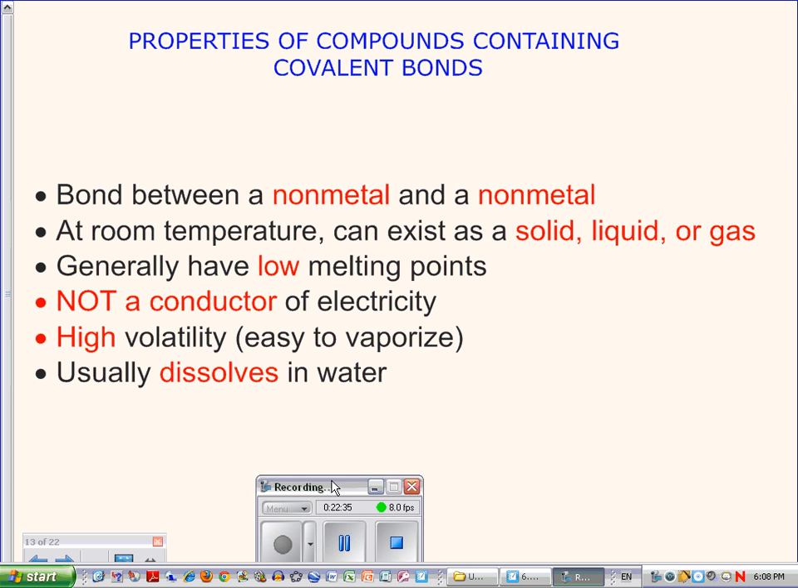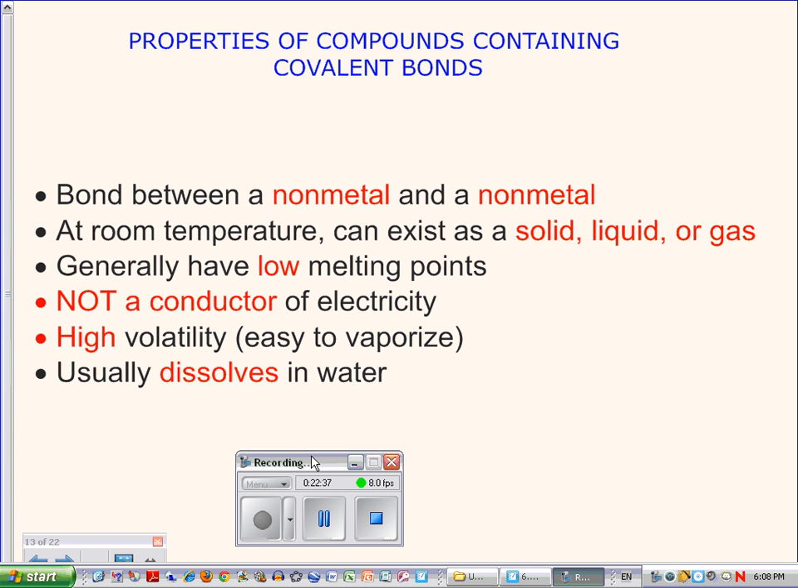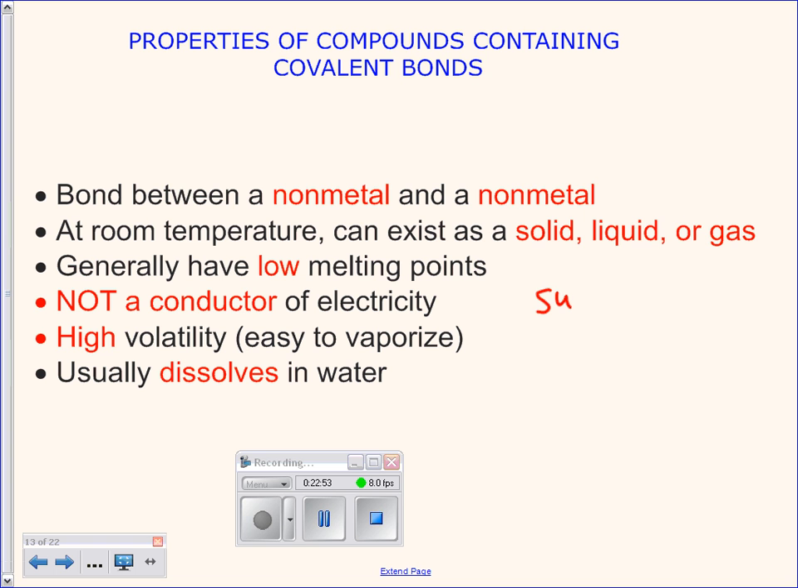So properties of covalent compounds. It's between a nonmetal and a nonmetal. They can be pretty much any state of matter. They can be solids, liquids, or gases. They have very low melting points. So an easy way to remember this is sugar. Sugar is a covalent compound because C6H12O6. They're all nonmetals. Carbon, hydrogen, oxygen, all nonmetals. Now sugar, it's really easy to melt sugar. You stick it in a pan, turn up the temperature just a little bit, and immediately melts and then starts to burn. They all have low melting points.